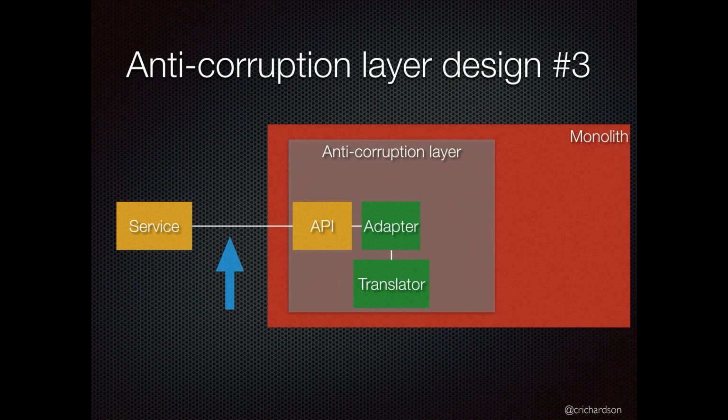And then the final option is to put the entire anti-corruption layer inside the monolith. And so there are trade-offs. Part of it is, how much in the way of code changes do you want to make to the monolith? It's either none or more, and there are various options along that spectrum. So that's the anti-corruption layer. It's some glue code that integrates the service into the monolith so that they can share data.